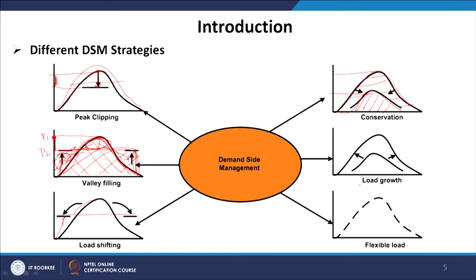The other one is load growth, where, instead of conservation, we increase the load characteristic. And then finally we have the flexible load, where the load can vary in any direction. All of these are part of demand side management, and we need to plan depending upon my country's population, energy resources, and weather conditions. We need to plan the best strategy for achieving peak reduction through the demand side management program.